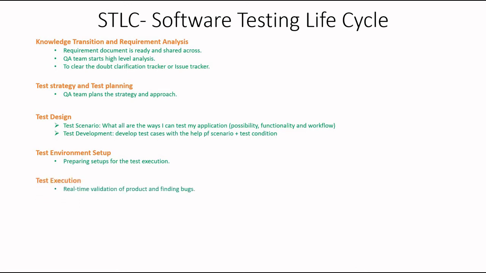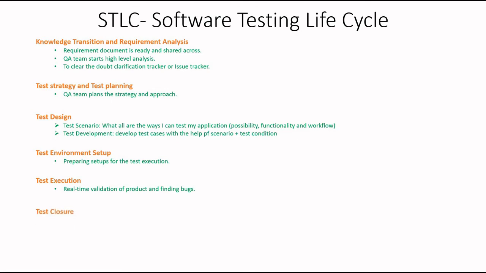Next is the test execution. This is the real-time validation of the product and finding the bugs. Once the product is ready from the development phase, it will be given to us and we need to validate the product, find as many bugs as we can, and report them directly to the development team. Once they fix the bugs, we track the bugs, close them, and retest the application again. The deliverables of test execution would be the completed RTM. RTM is the requirement traceability matrix with execution status, test case updates with results, and defect reports.